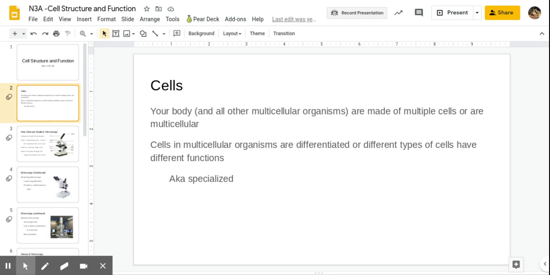So again, we all know that our bodies are multicellular organisms, made up of more than one cell. And cells in multicellular organisms are differentiated, or they have different types of cells, which all have different functions. Again, think of our own body. We've got skin cells, blood cells, bone cells, muscle cells, all kinds of things. And each one has its own specific function, although they all have basically the same parts. Again, we're going to call this specialized or differentiated.